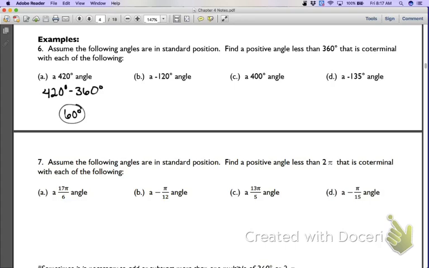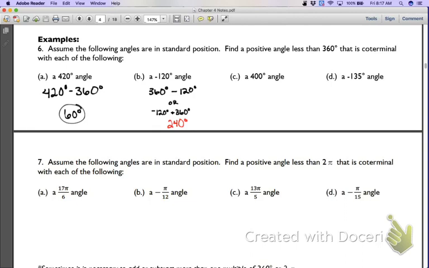Whereas with B, with it being a negative 120, instead of subtracting 360, all I'm going to do is take 360 and subtract the 120. Or you could write it as negative 120 plus 360. Either way, it means the same thing. You're still going to get 240 degrees. Or it's at the same ending point, if you think about it, as 240 degrees if you go in a positive direction.